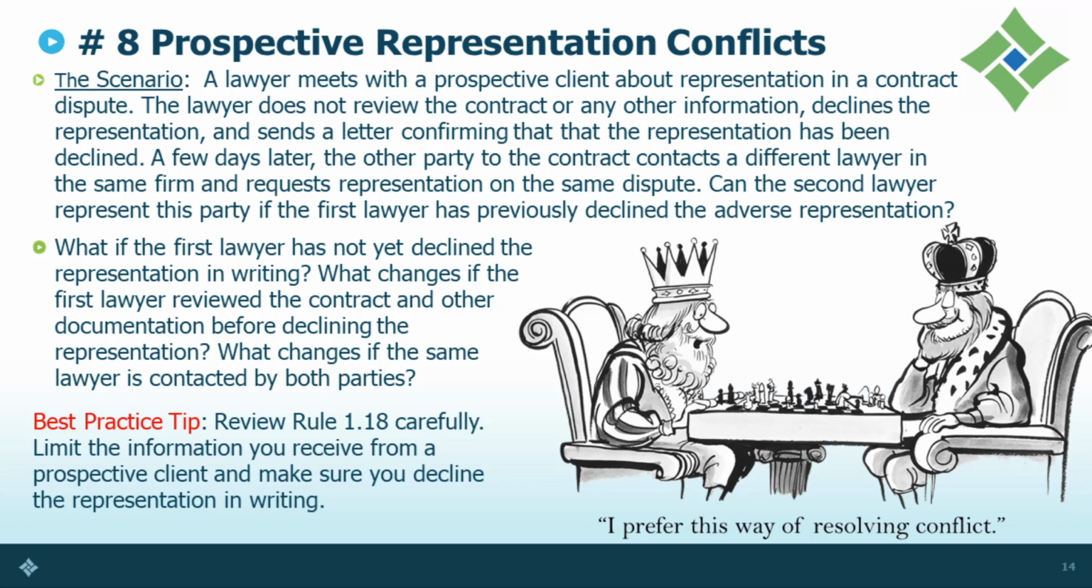Now, the second part of the scenario on your screen are a couple of questions that present some interesting twists. As far as the first question, whether the first lawyer has not yet declined the representation in writing, I don't think the existence of a letter declining the representation makes a substantial difference in our analysis. The best practice is by far to have this letter in your file, but the analysis really turns on what type of information you obtained. This, of course, assumes that you didn't assume the representation in your interview. And in that case, we're under a different rule, and all bets are off for prospective representation.